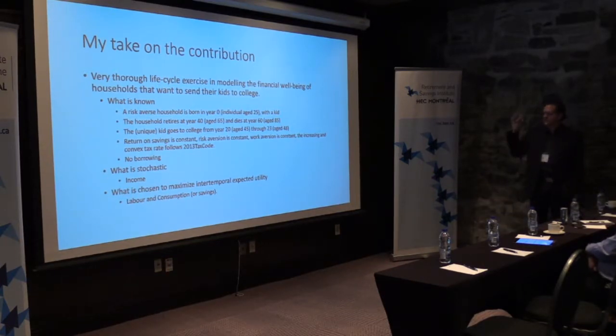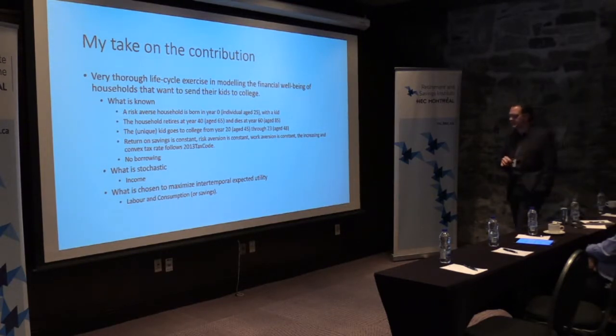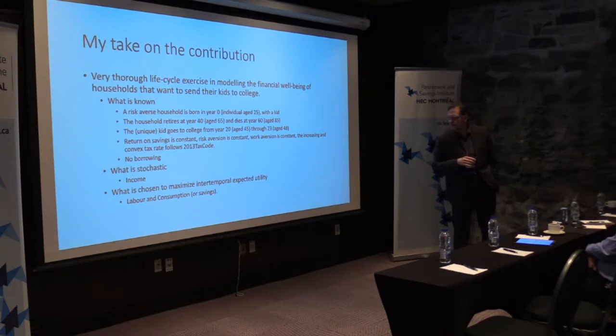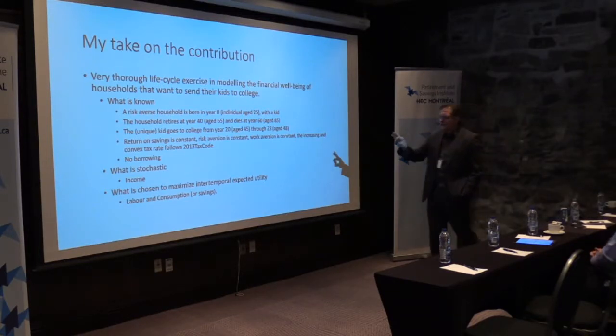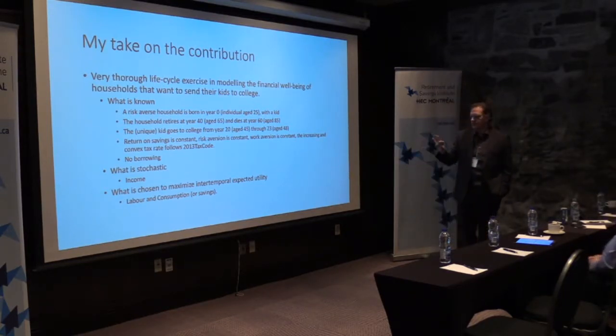Return on savings is constant, risk aversion is constant, work aversion, or leisure preference, is constant, whichever you want. It's the L bar minus L. The tax rate is increasing and convex, and follows the 2013 tax code in the US. There's no borrowing. Andrew didn't talk about this in the discussion, but it is important because we can think of people borrowing early in their career, early in their lives. But it's okay. What is stochastic? It's income, and what is chosen is labor and consumption.